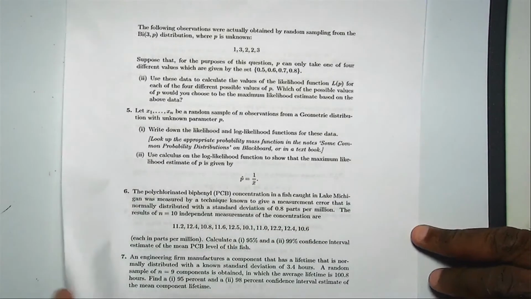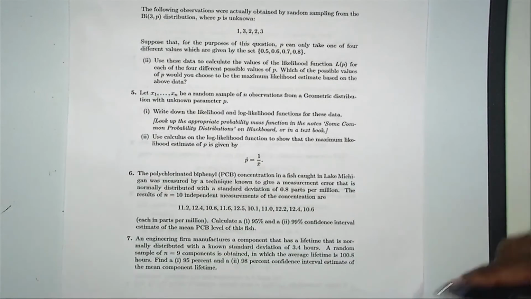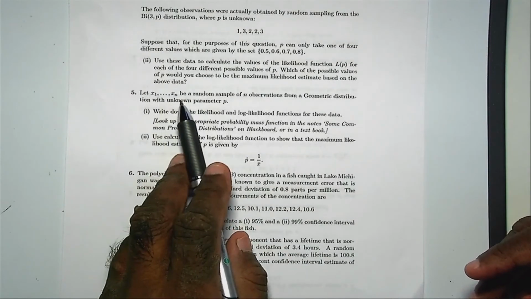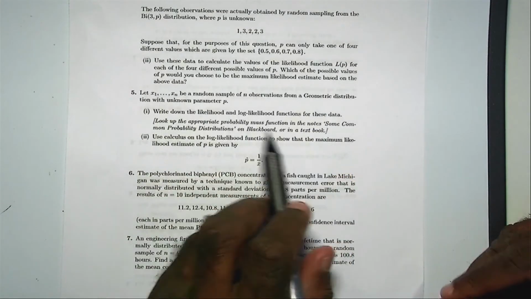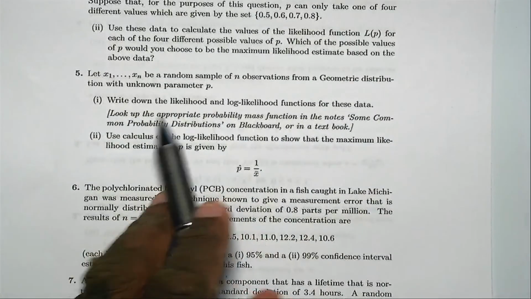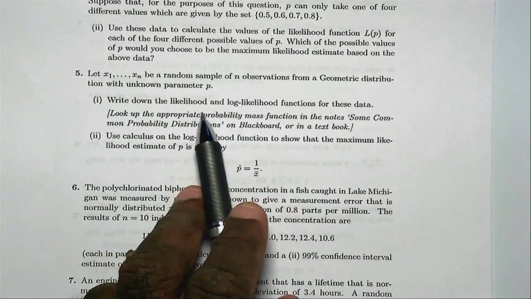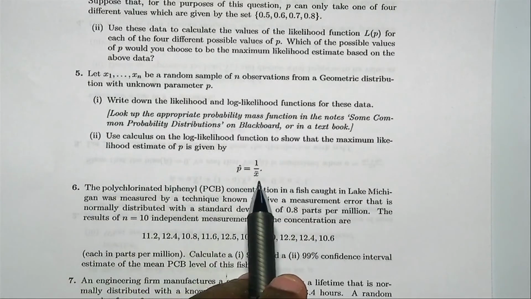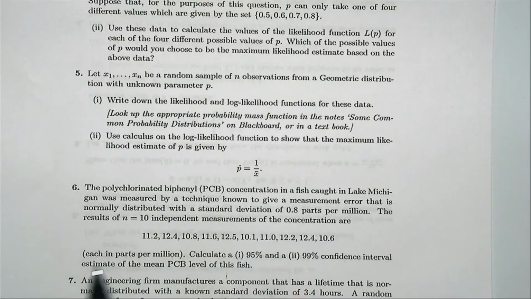Alright, next question 5. So here we have a random sample from a geometric distribution with parameter p. Part 1 is to write down the likelihood and the log likelihood. Part 2 is to find the maximum likelihood estimator for p. Okay, let's see how you can do this.